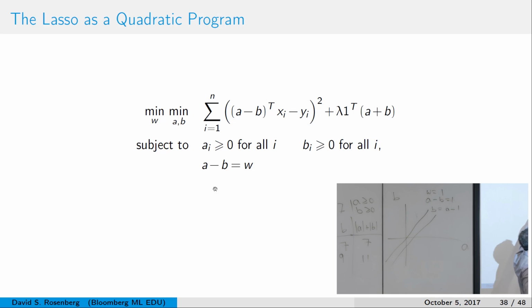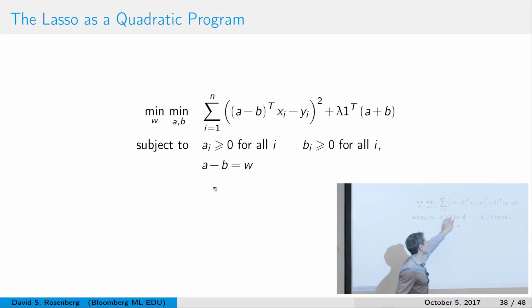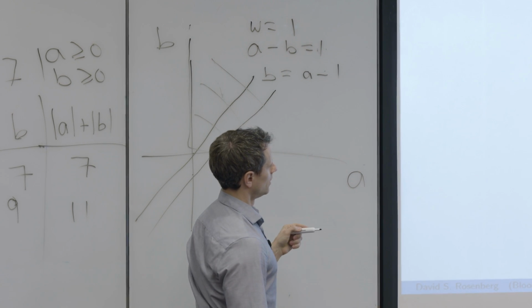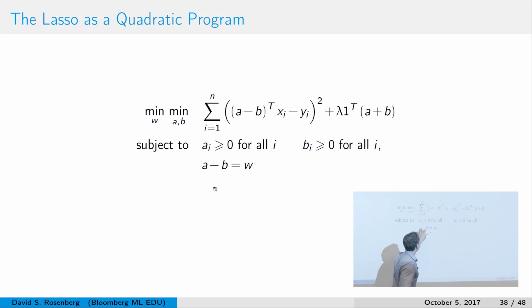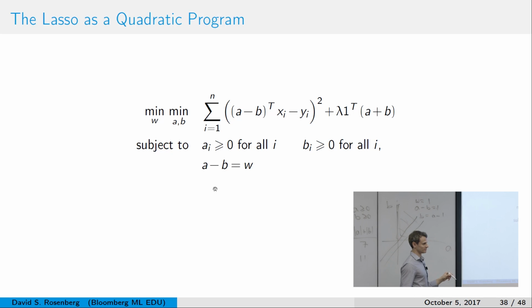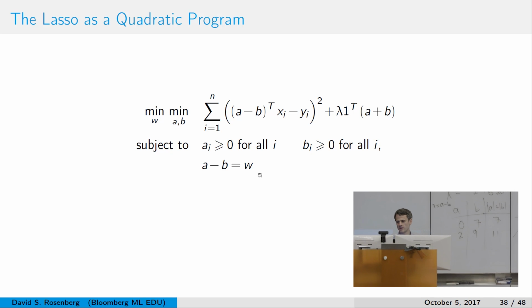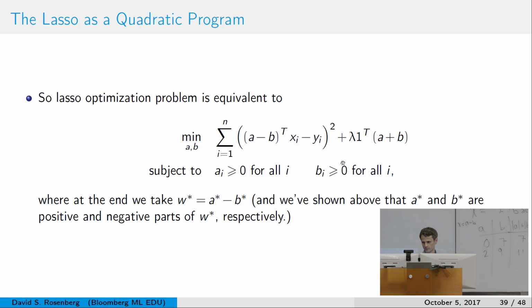So this min over W, min over A and B with A minus B equals W. We also have the constraint that A and B are non-negative, so that keeps us in this quadrant. But I claim that we can drop the min over W and the A minus B equals W constraint, and then we're optimizing over the same quadrant of A and B. And so we can drop anything mentioning W and have the same search over the same A's and B's. So what we've shown is that the original optimization problem is equivalent to this optimization problem over A and B. And at the end, we just take A minus B, and that gives us W back.